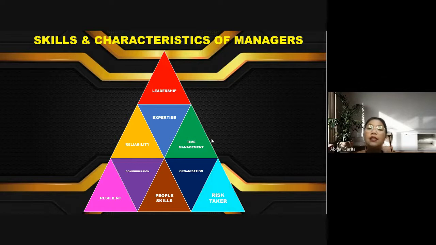Next, lastly, is risk taker. Class, as a leader, you should be a risk taker. You should know how to take the leap of faith. Kailangan marunong kang tumalon, kailangan marunong kang tumaya as a leader. Kasi hindi naman all the time ay mawi-weigh-in nyo na, ay, ito yung dapat natin gawin. May mga oras or may mga panahon na kailangan mo mag-decide kahit hindi ka sigurado. So that's what we call risk taker or risk taking. So these are the skills and characteristics of a manager.